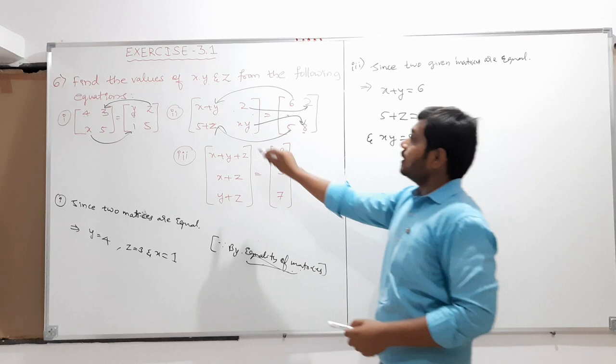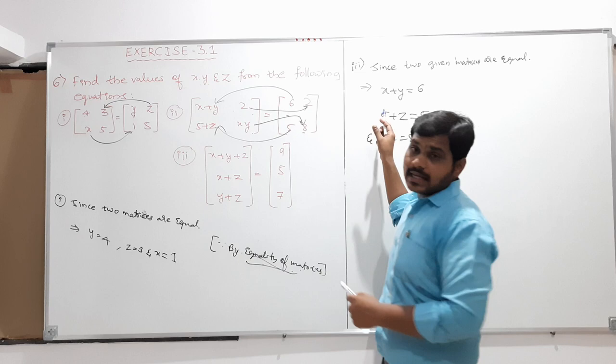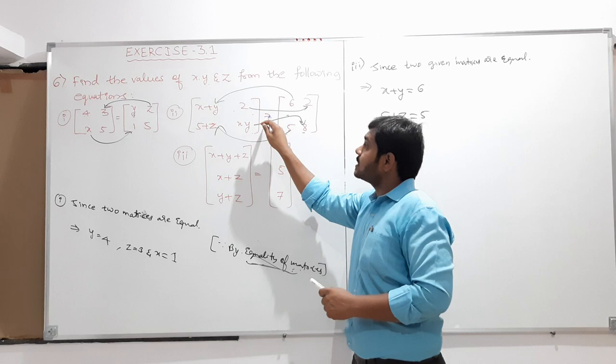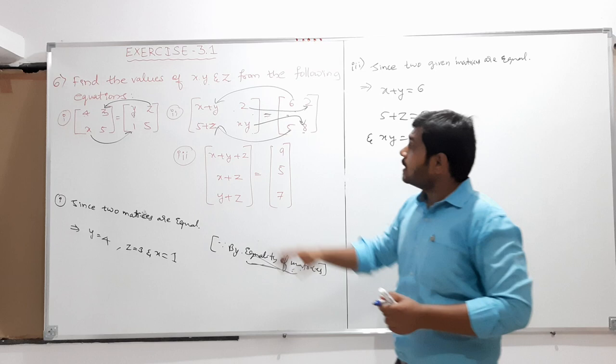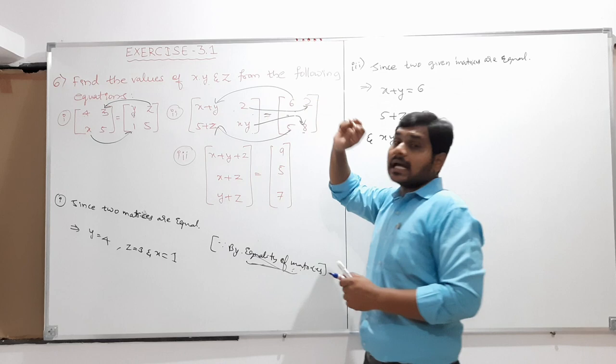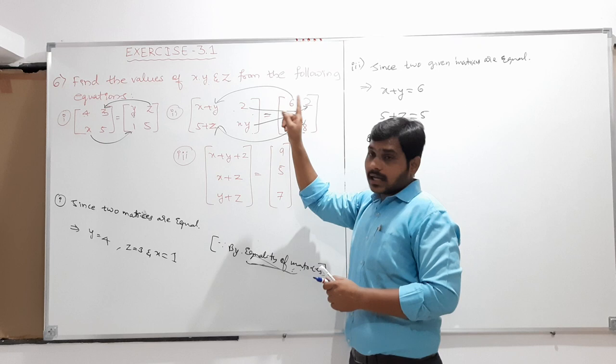Why am I taking this condition? Just by the definition of equality of matrices. How do I know these two matrices are equal? Because they put the equal sign here. This notation gives us the information that this matrix is equal to this matrix. If so, they are already satisfying the condition: the order must be the same, and each element of this matrix is equal to the corresponding element of the other. Because these two matrices are equal, they only have given that.